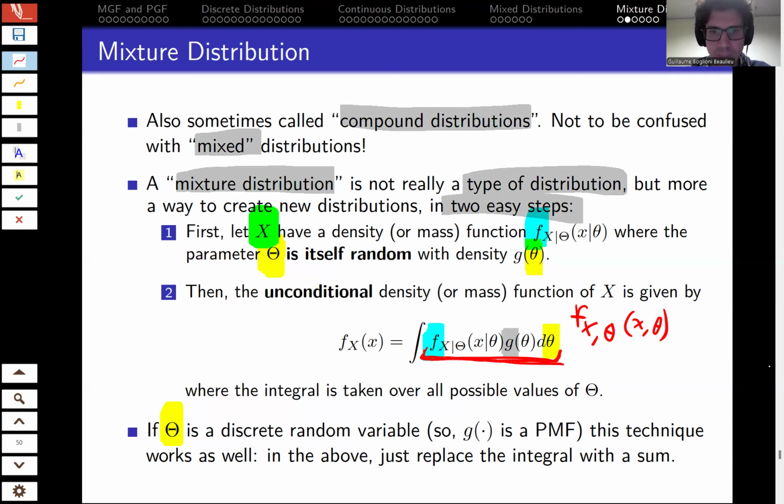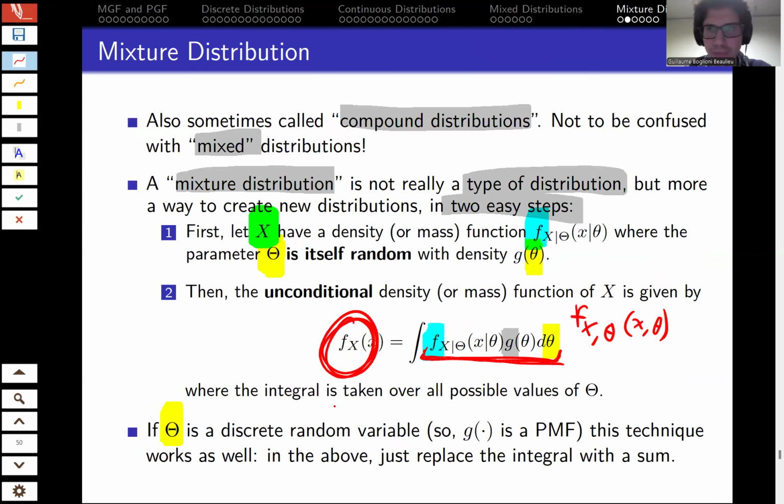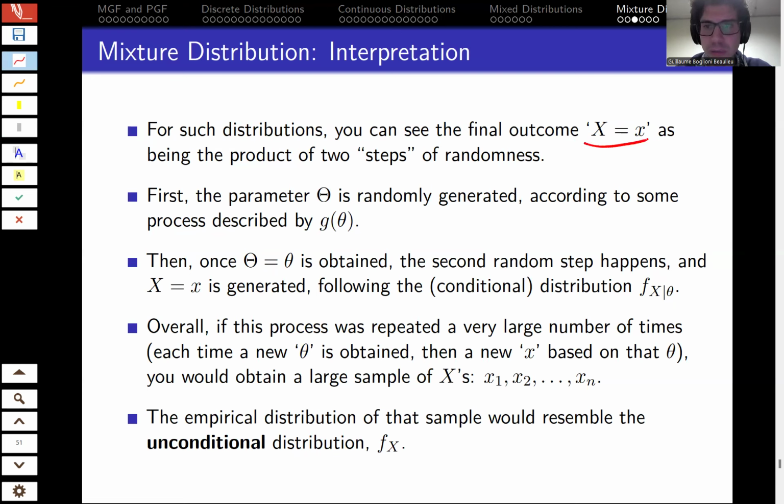Okay, so we'll see an example, but before, let's just interpret what's happening here, because again, what I said is this is a way to define new distributions. Let's review the interpretation. For such mixture distributions, you could say that there are two steps of randomness. The final outcome, because here we're creating a new distribution for X, is an observed value of this random variable. But for this final outcome to happen, two things need to happen. I call this two steps of randomness.